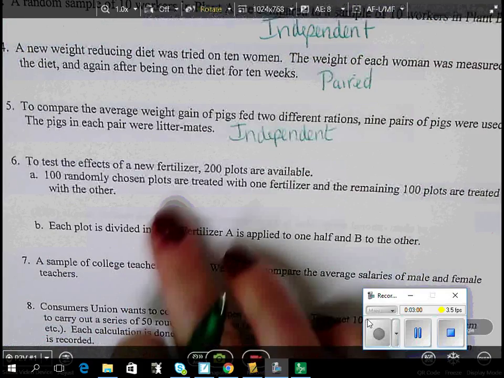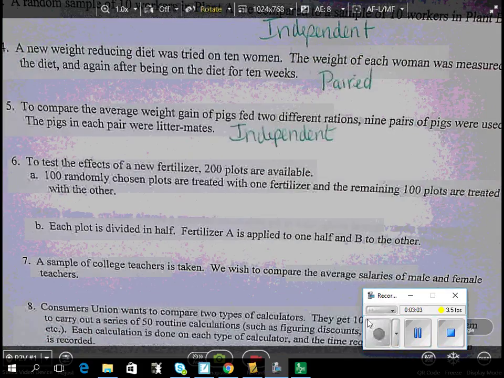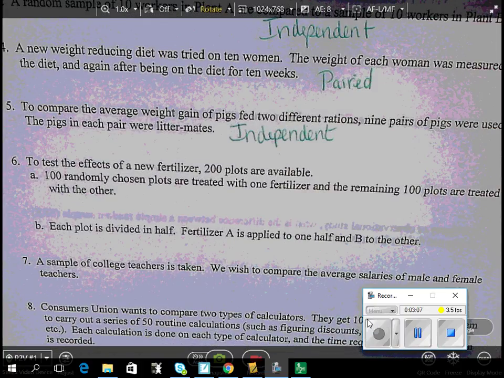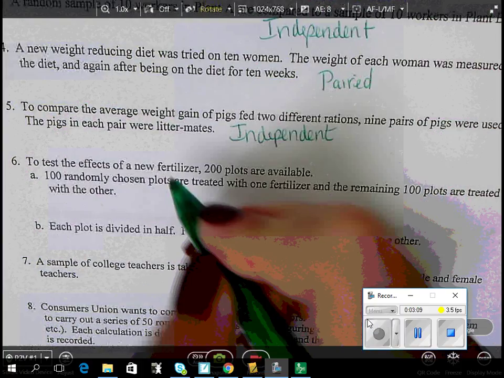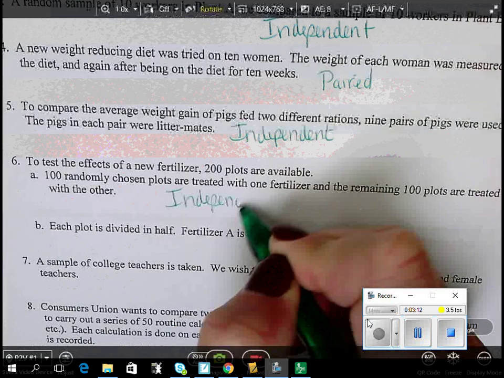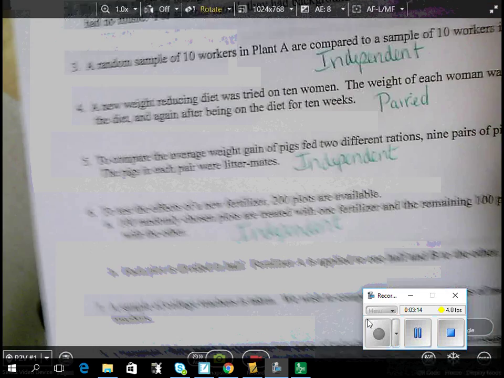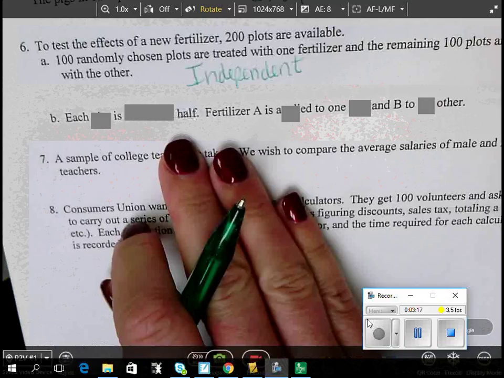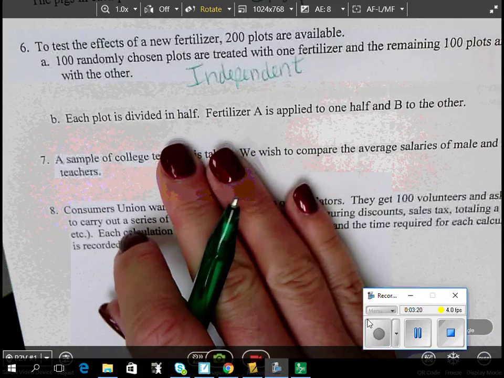So let's look at A first. So we have 100 plots with one fertilizer and 100 plots with a different fertilizer. That's going to be independent, totally. And then when we look at 6B, that one's the paired situation because you're taking one plot and dividing it into 2. So it's paired by plot.